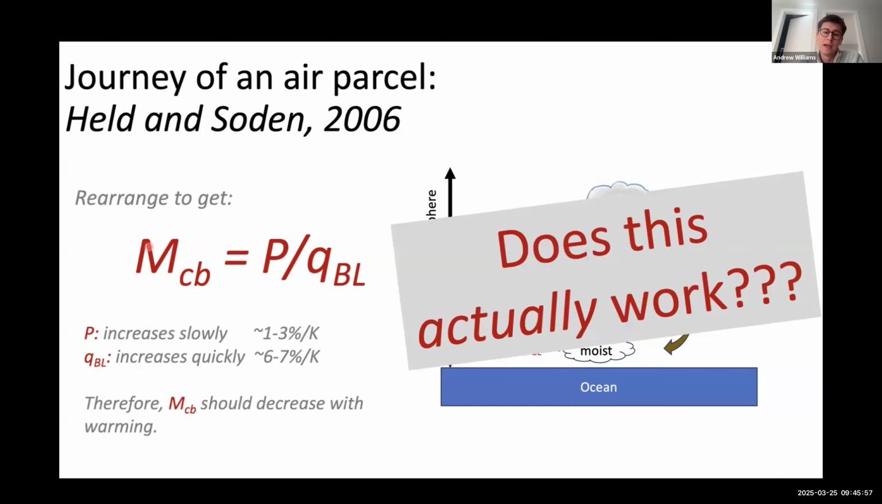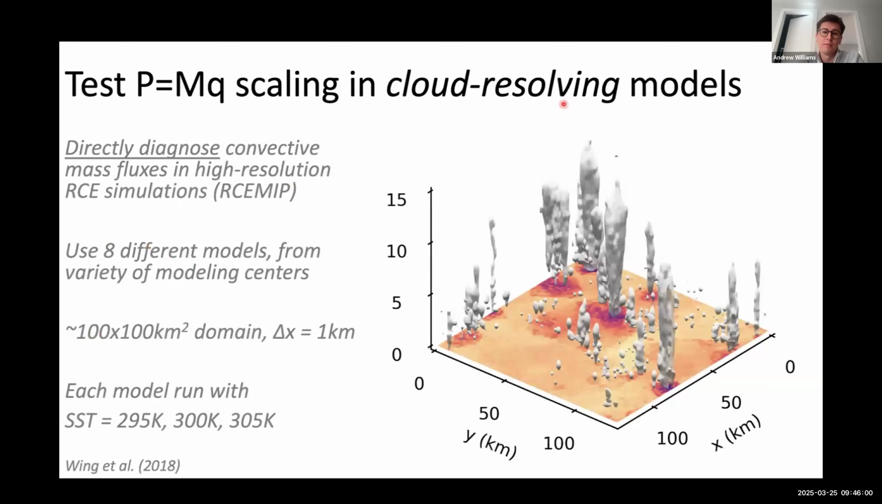To test that, I went to the RC-EMIP archive, which is coordinated by Allison Wing at Florida State. Basically, these simulations are a set of doubly periodic high-resolution cloud resolving models. Lots of different modeling centers ran this radiative convective equilibrium setup where you get this popcorn convection, as sometimes people call it. You get convective updrafts just bubbling up here, and they run over different SSTs. And what you can do in these simulations is calculate the convective mass flux at each level by just asking how much air this convective tower is moving upwards. You can do that for different SSTs and look at the response to warming.